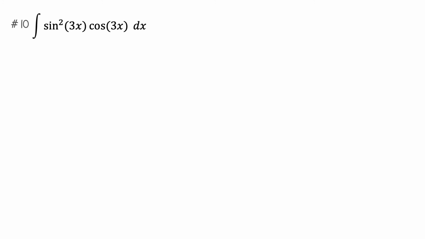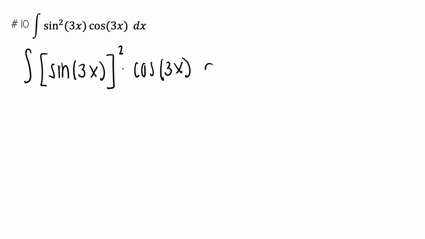Okay, number 10 is our last and most exciting problem of the day. We want to take the integral of sine squared of 3x times cosine of 3x dx. Just like in the last problem, I'm going to start by rewriting this so that the exponent is on the outside. So let's write this as the integral of, I'm going to use a larger bracket here, sine of 3x squared times cosine of 3x dx. Now that I've rewritten it, I'm looking for my most complicated piece, which is going to be that sine of 3x squared. Choosing the inside as my u, that gives me u equals sine of 3x.